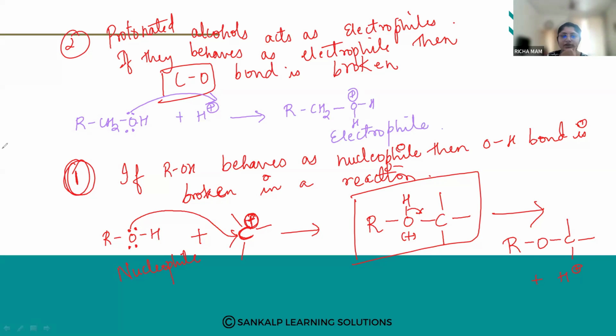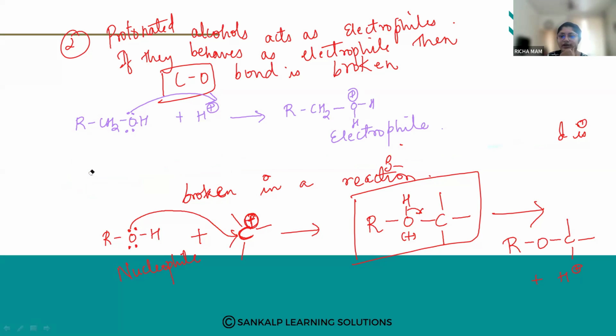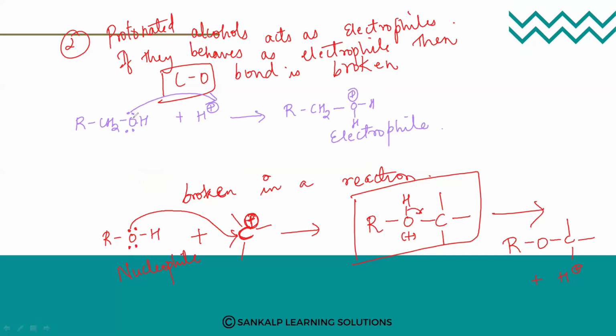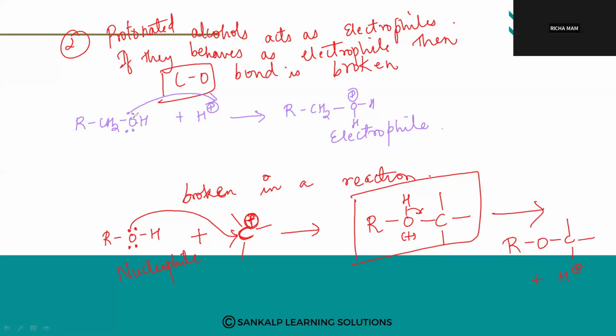Now, let me write the second step. We have found the electrophile. So now we have generated the electrophile in the first step. Now what we are going to do is attack this, and we are taking a Br minus.